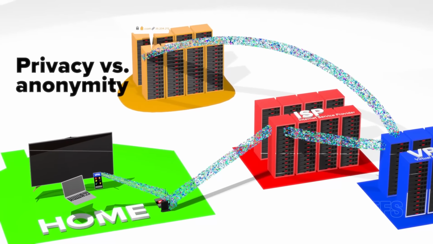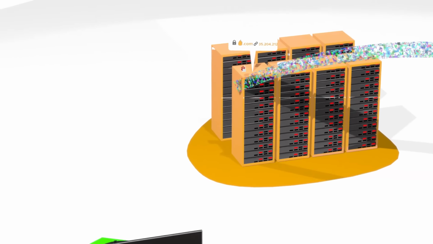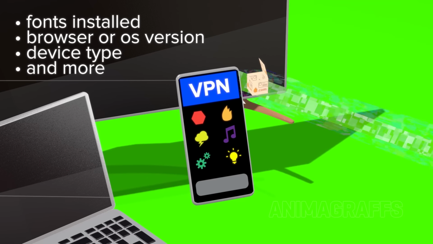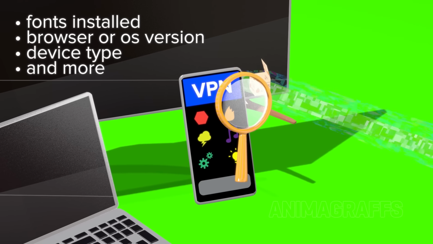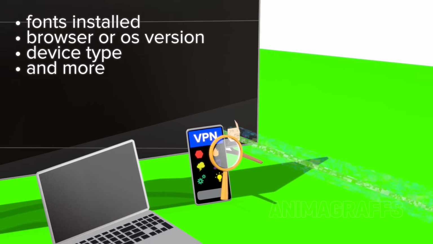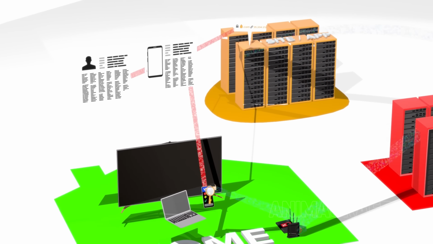Privacy versus anonymity. A useful generalization is that VPNs are good at privacy but may not give you anonymity. If you log into your accounts while using a VPN, they might not know where you are, but they do know who you are. Even if you're not logged in, a site might do what's called Browser Fingerprinting, which is accessing unique details about your device like fonts installed, browser or OS version, device type, etc., and use those unique traits to link a device to your identity.